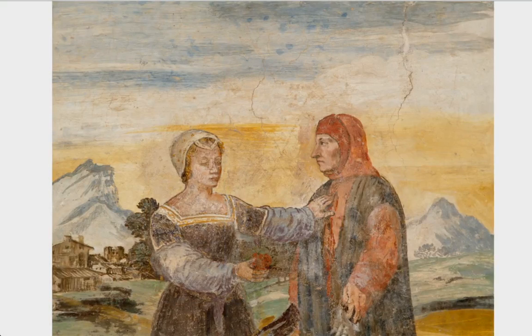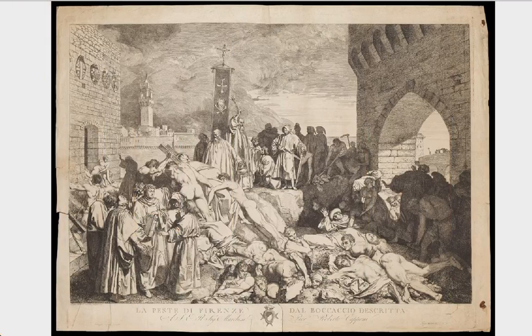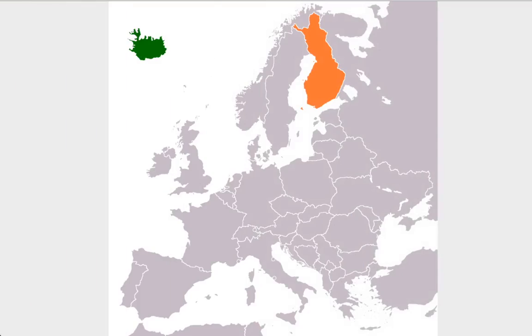The great poet of the Renaissance, Petrarch, who lost his beloved Laura to the disease, wrote that future generations would not believe what was happening. Corpses were piling up in great pits, turning into mass graves. In just a few months, more than half of the population of Florence perished due to the plague. Iceland and Finland were the only regions that avoided the Black Death, due to their small populations with little contact with the rest of Europe.